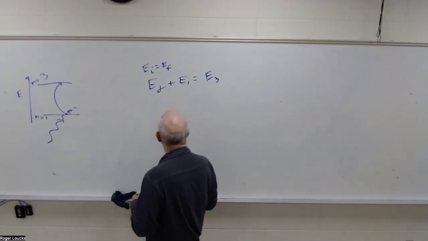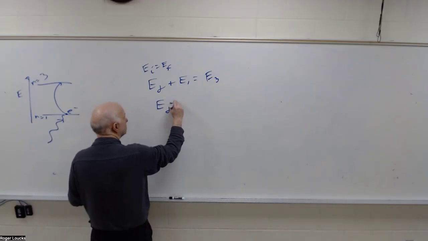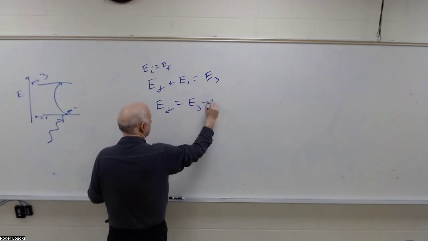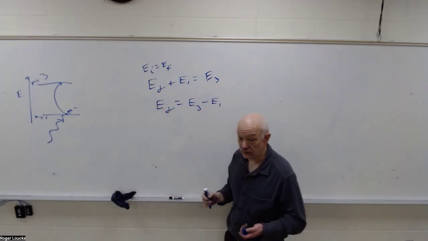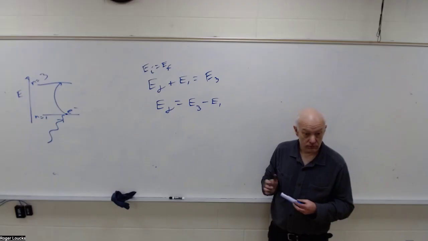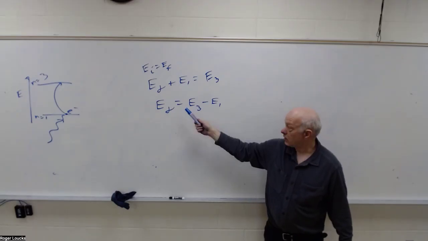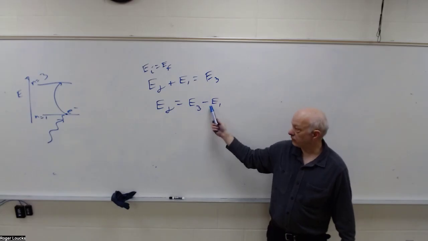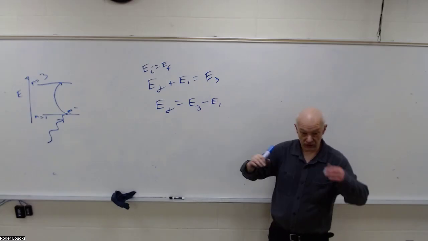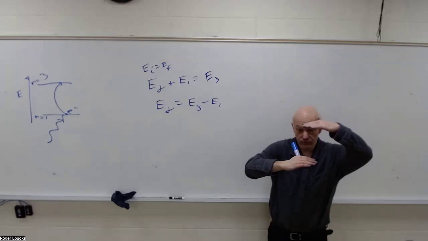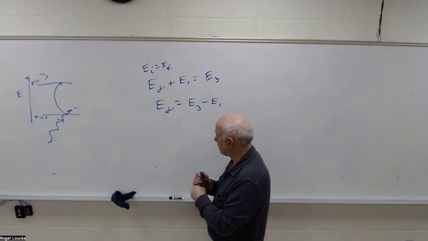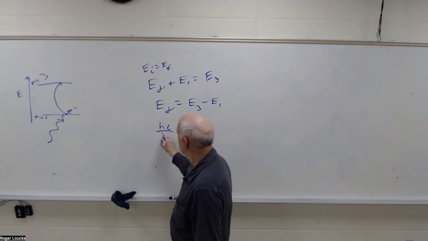So what do we have? We have E gamma equals E3 minus E1. Why does this equation make sense? Because what is this? It's just the difference between those energy levels. So you have to have enough energy to basically go between. Then this becomes our hc over lambda.